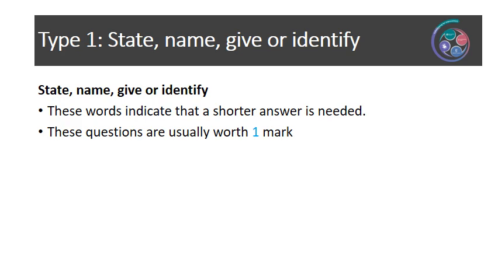The first type of question that can be asked is a state, name, give or identify question. These words indicate that a shorter answer is needed, and these questions are usually worth 1 mark.